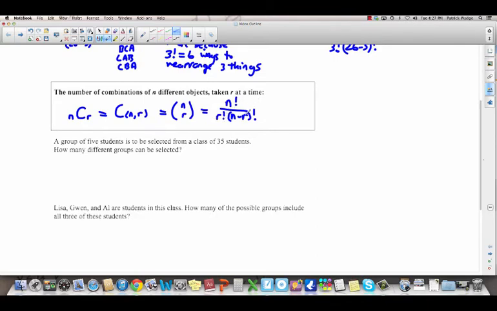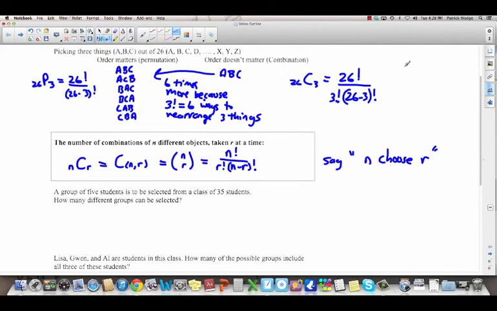Why is that? Because that's all the different ways you could rearrange the objects you're picking out, and those ones don't count because rearrangements don't make any difference when order doesn't matter. Okay, so that's the formula right here. The way you say these things is you say n choose r. So, for example, in the question that we did up here, the way you would say this is 26 choose 3.